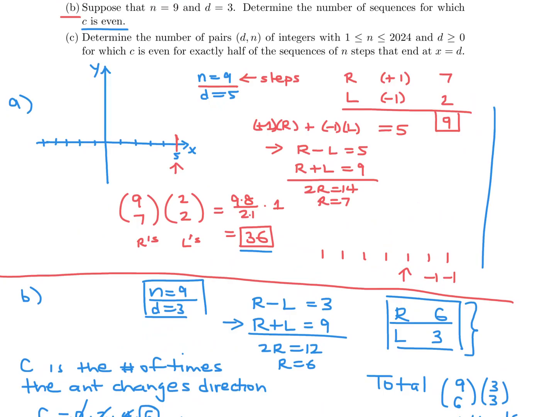Determine the number of pairs d, n of integers for which n is between 1 and 2024 inclusive, d is greater than or equal to 0, for which c is even for exactly half of the sequences of n steps that end at x equal d. Now for this question, we're pretty much going to do exactly what we already did. The only difference now is instead of numbers, we are just given d and n. We're given some sort of inequalities, but we have to work with d and n.